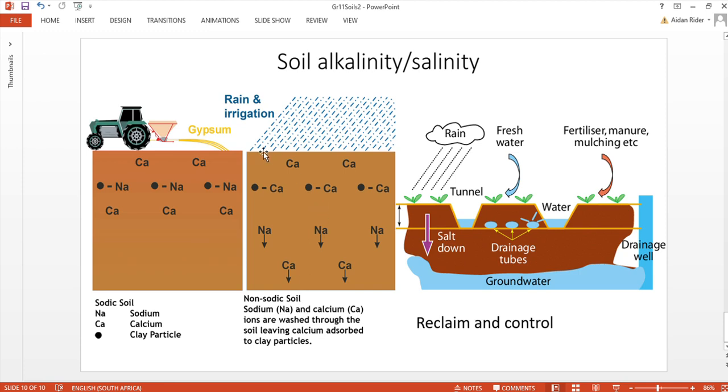Okay, so the soil in this case has been reclaimed because, if you remember from the previous slides, calcium makes it neutral. Calcium and magnesium are the two cations that make the soil neutral again. So in this case, the soil will be reclaimed.